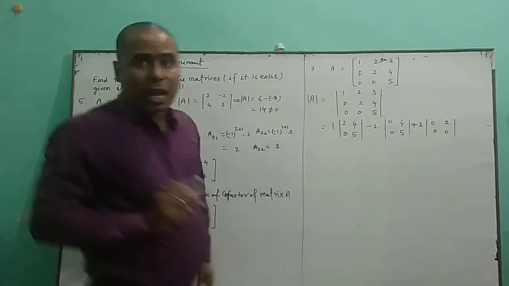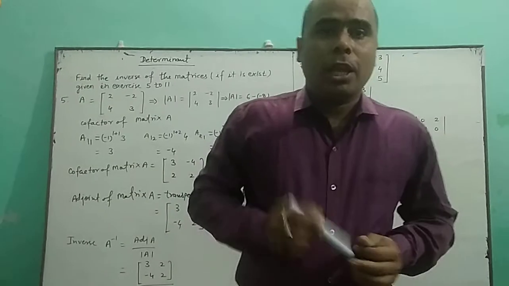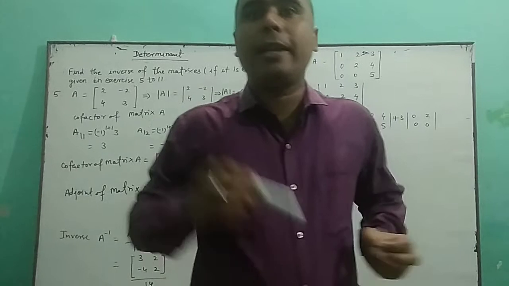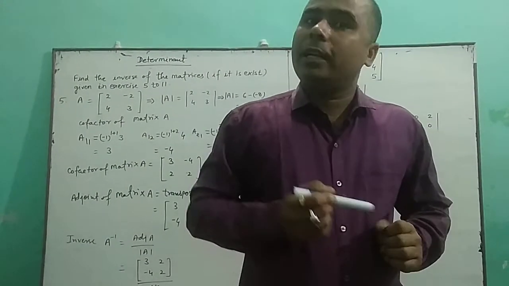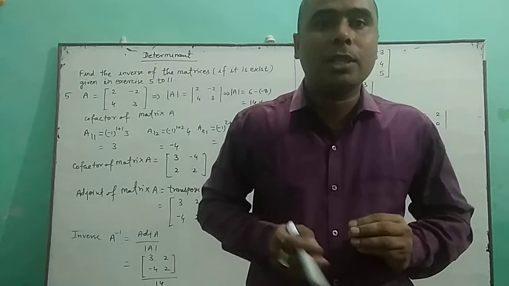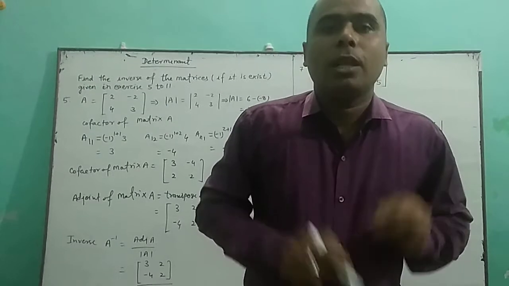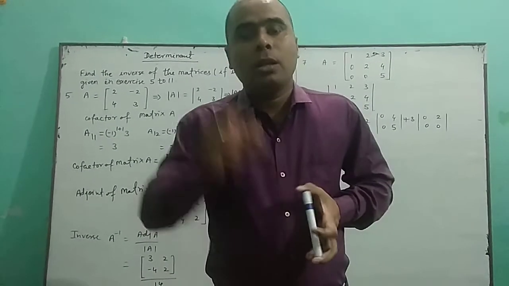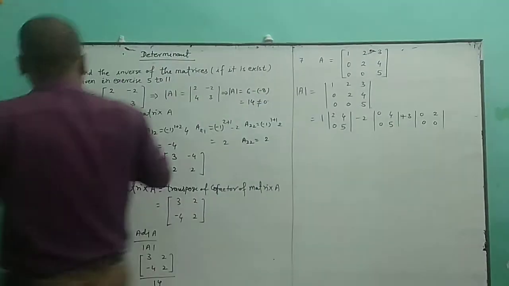Now, last class I discussed when the inverse of a matrix will exist. If the matrix is a non-singular matrix, then we can say that the inverse exists. And when it is a singular matrix, then the inverse does not exist. Non-singular means the value of the determinant is not equal to 0. Singular means the value of the determinant is equal to 0. So first of all we have to check the value of the determinant.